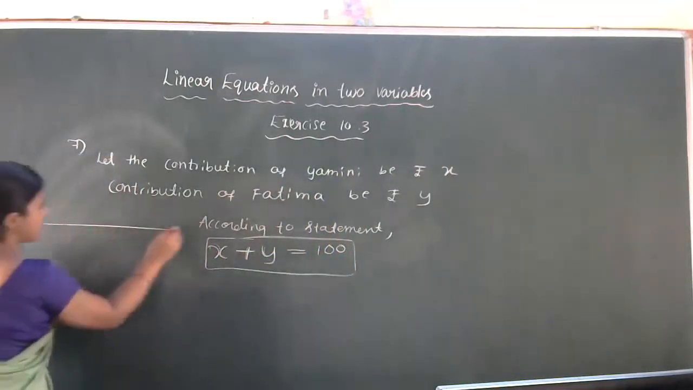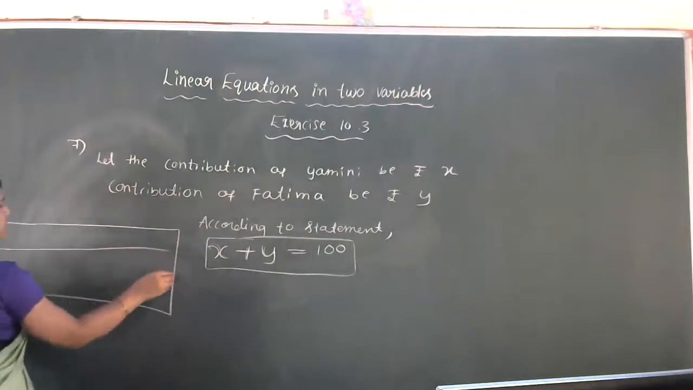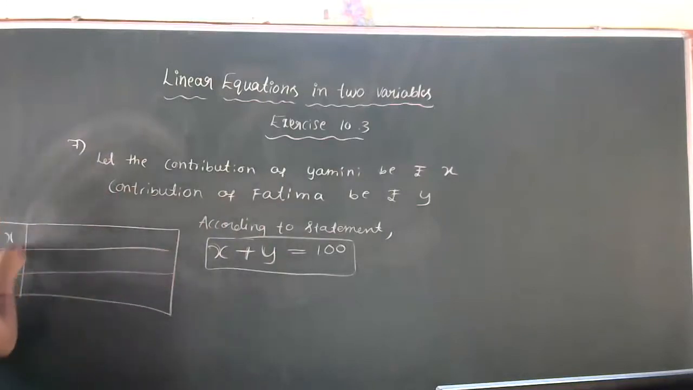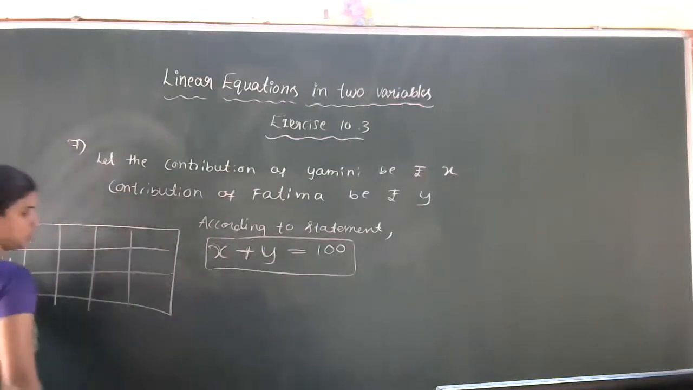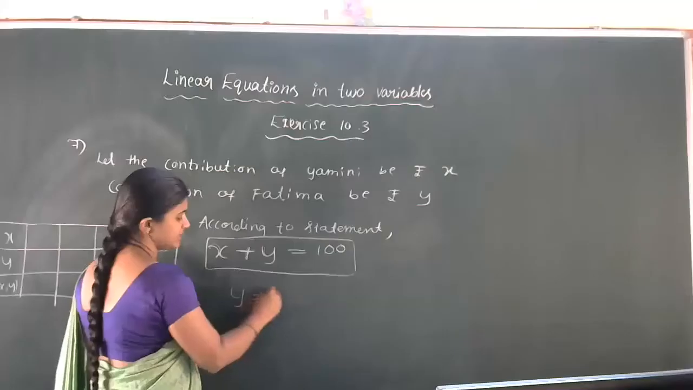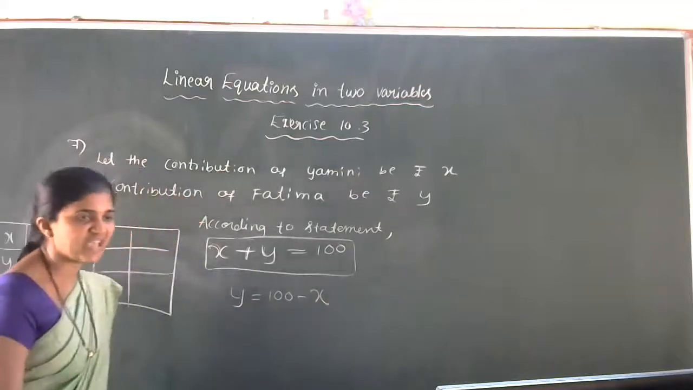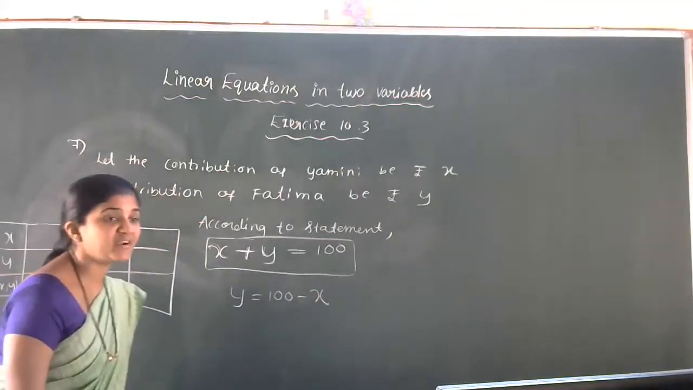Now we have to prepare the solution table for this. X plus Y is equal to 100, with columns X, Y, and X comma Y. Find a minimum of 4 solutions. I'll take this equation in the form of Y: Y is equal to 100 minus X.